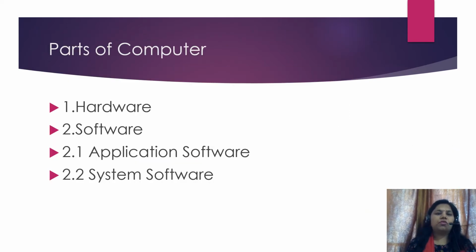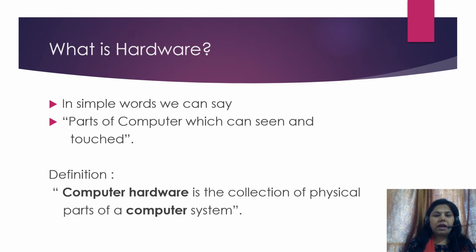Now we come to the parts of the computer, which are hardware and software. The computer system is divided mainly into two parts. The first one is the hardware and the second one is the software. Again, the software is divided into application software and system software. So first of all, let us begin with the hardware.